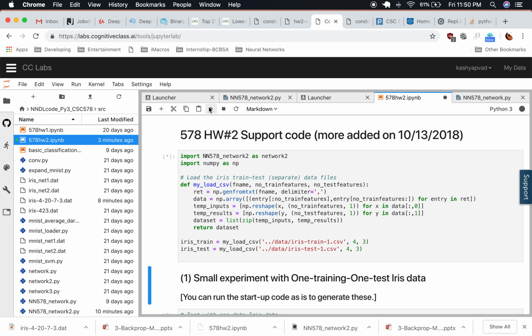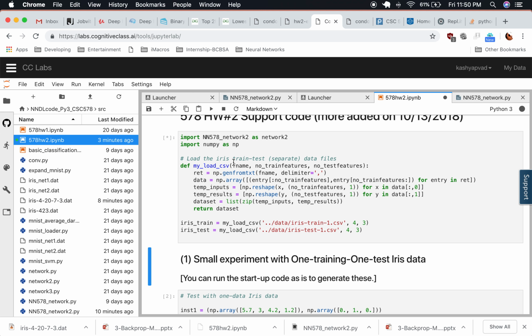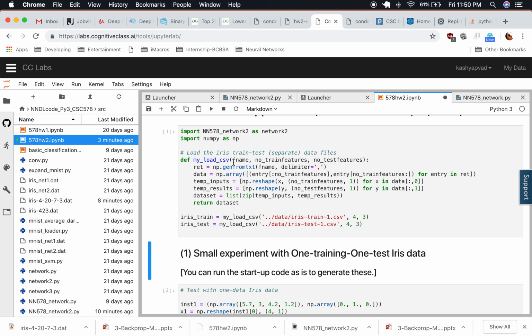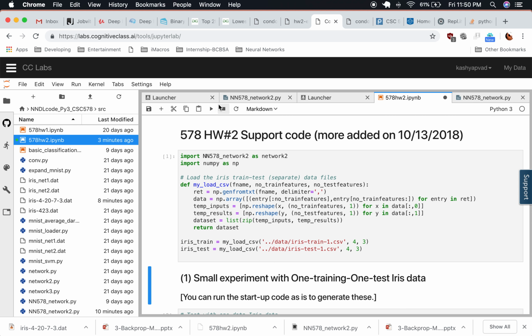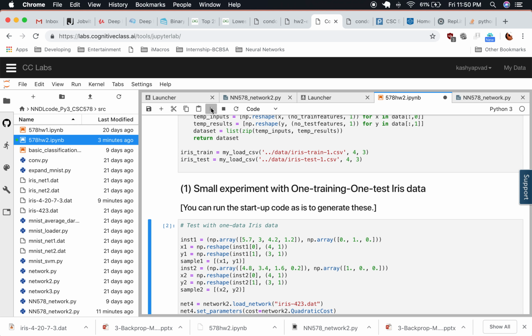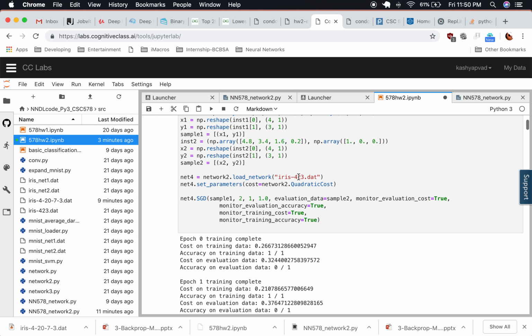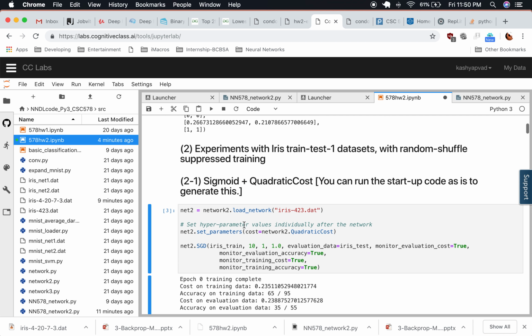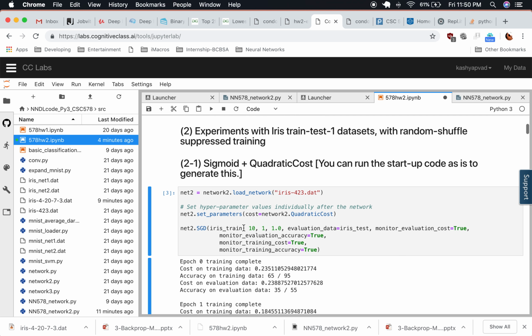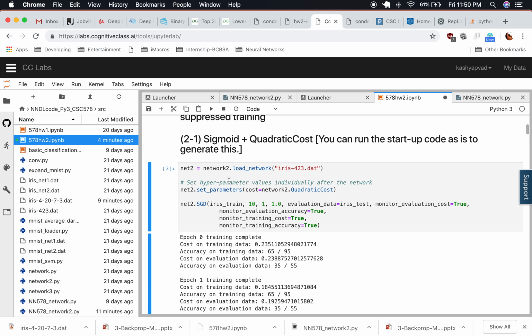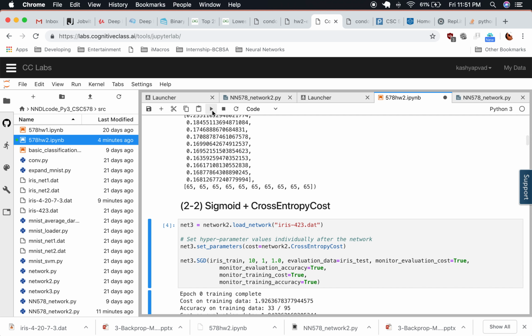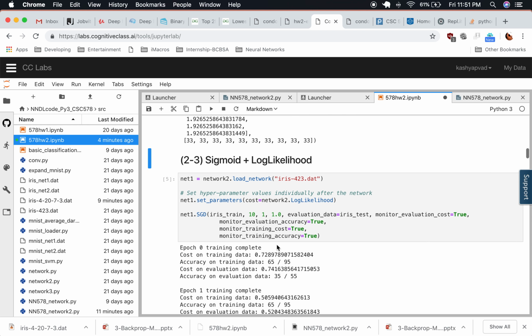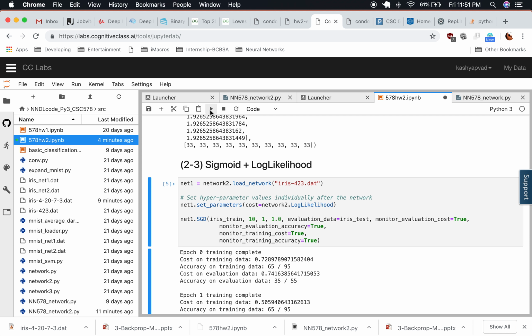Now I'm going to run the code to look at my experimentations. This is for the sample data, and then this is with the iris train and test data sets and sigmoid and quadratic for cost. And then this is for sigmoid and cross entropy cost. And now this is for sigmoid and log likelihood.